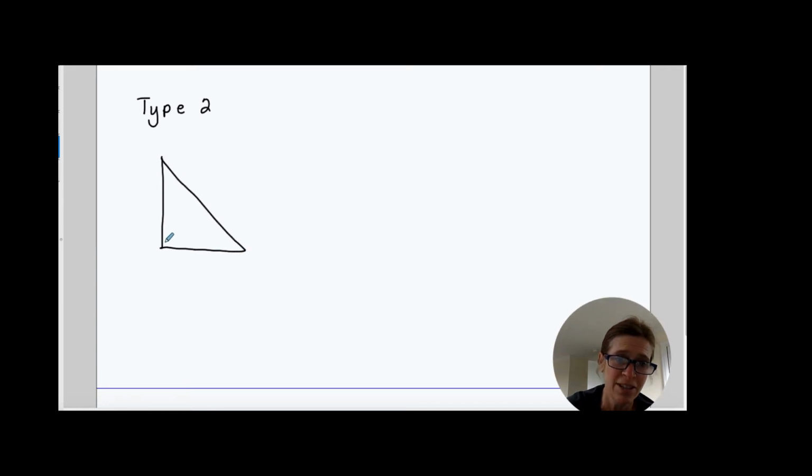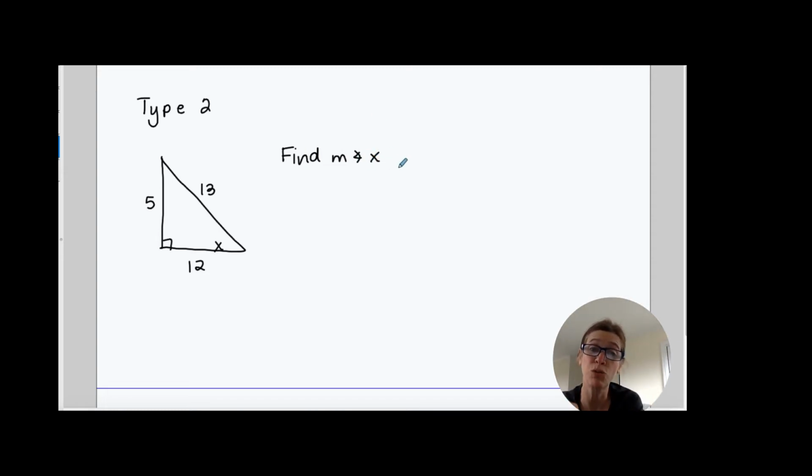Type 2 and 3. So type 2 would be I actually ask you to find x. Okay, so I give you that same triangle, 5 and 13. We found this to be 12, and I say find the measure of angle x. Okay, I'm trying to find a measure of an angle in the triangle.